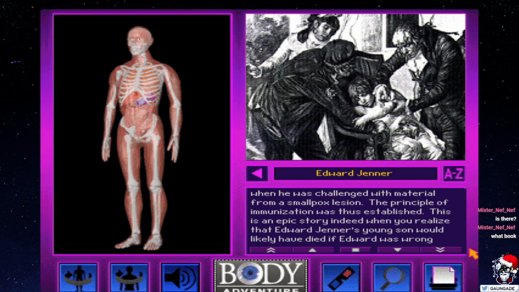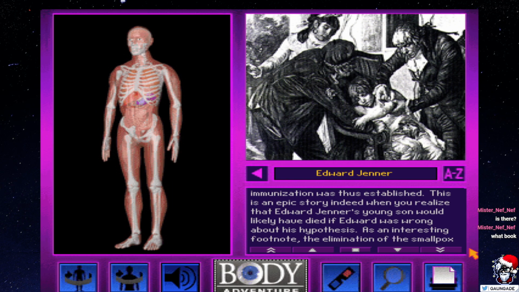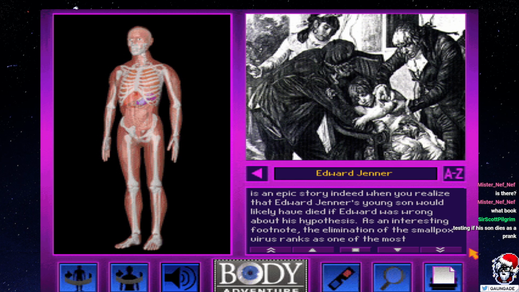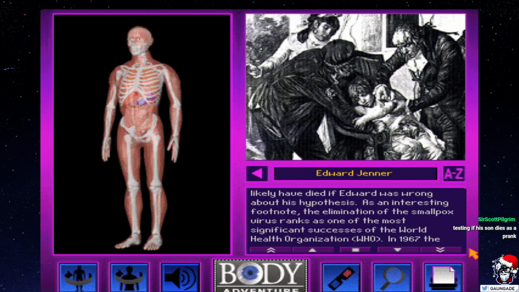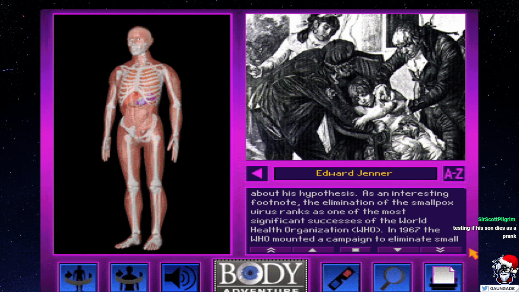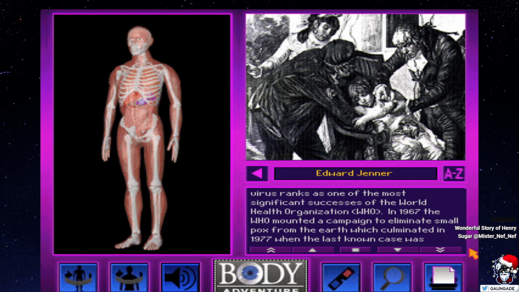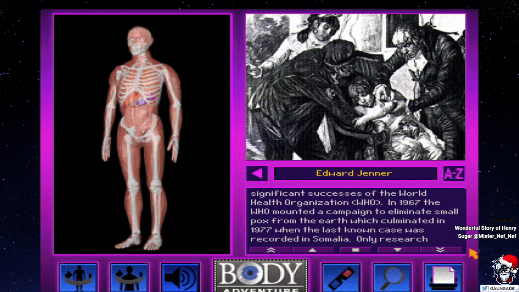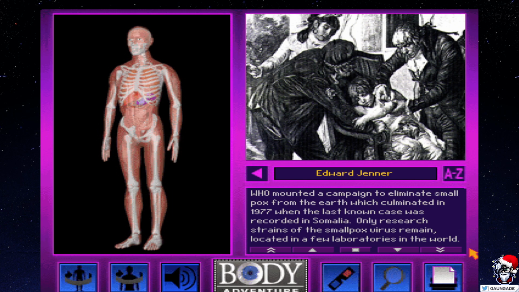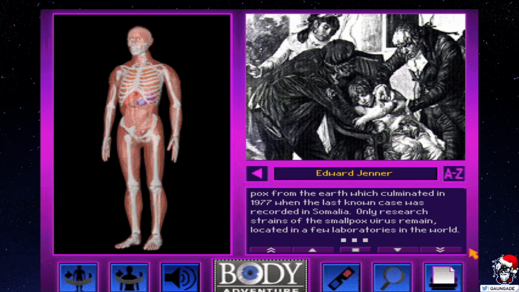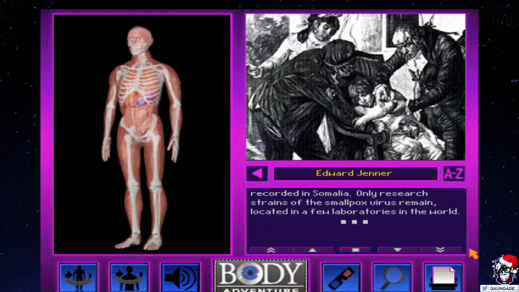This is an epic story indeed, when you realize that Edward Jenner's young son would likely have died if Edward was wrong about his hypothesis. Really an epic story. As an interesting footnote, the elimination of the smallpox virus ranks as one of the most significant successes of the World Health Organization. In 1967, the World Health Organization mounted a campaign to eliminate smallpox from the earth, which culminated in 1977, when the last known case was recorded in Somalia. Only research strains of the smallpox virus remain, located in a few laboratories in the world.